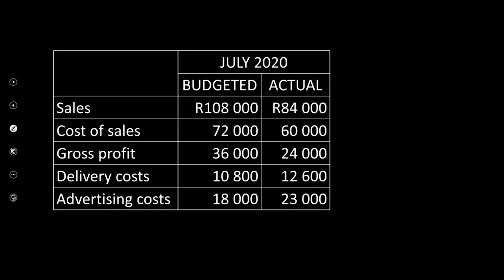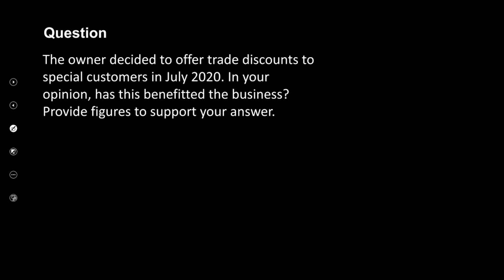Here you can see, based on this information, we have the sales figure, we have the cost of sales figure, we have the gross profit, we have the delivery cost, and we have the advertising cost. These were your budgeted figures, these are your actual figures. Okay. The owner decided to offer trade discounts to special customers in July 2020. In your opinion, has this benefited the business? Provide figures to support your answer.